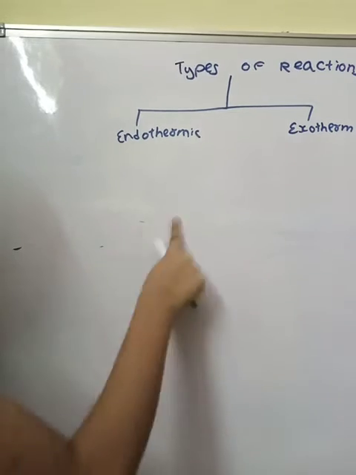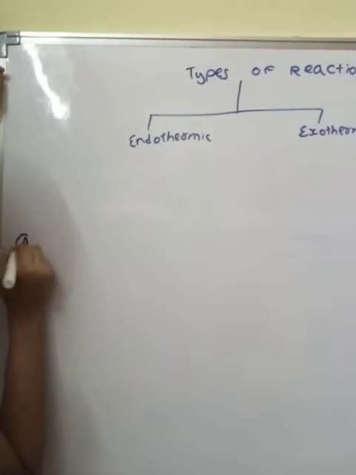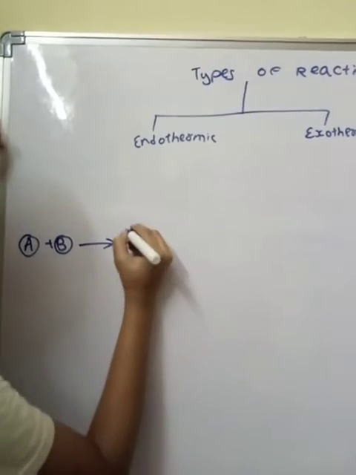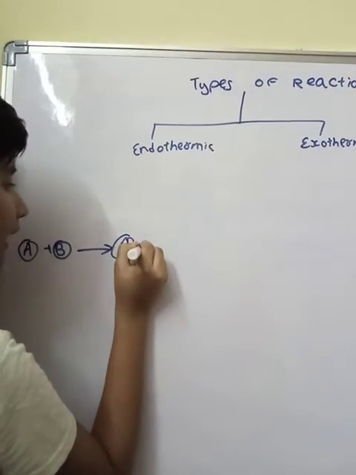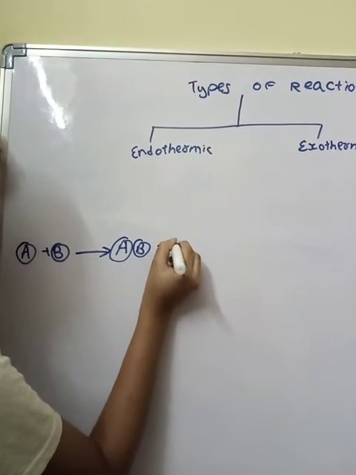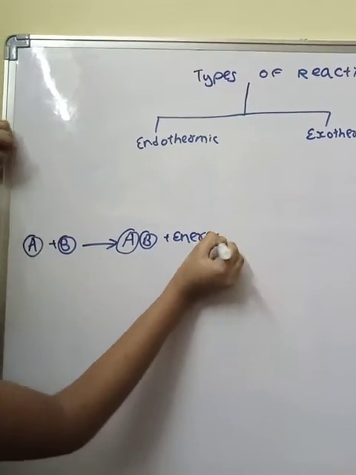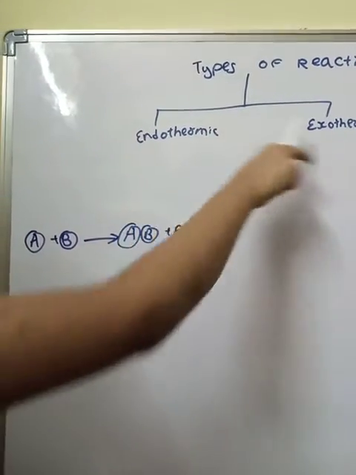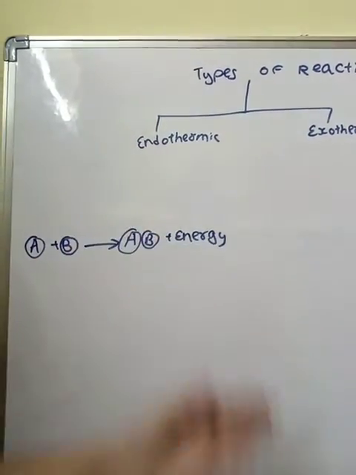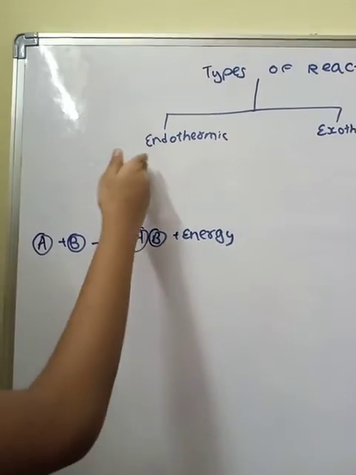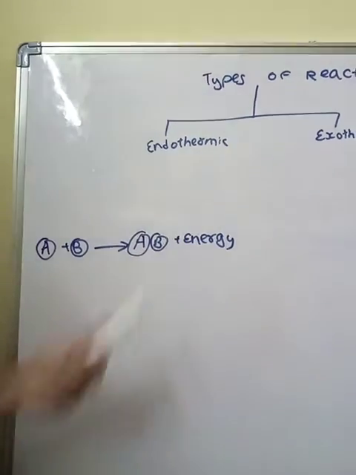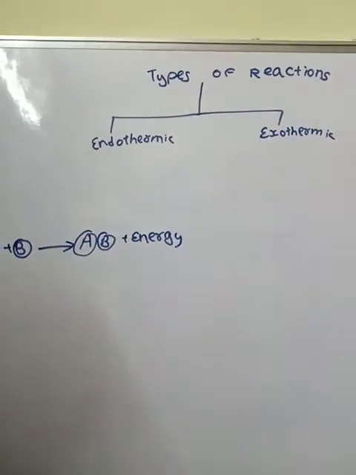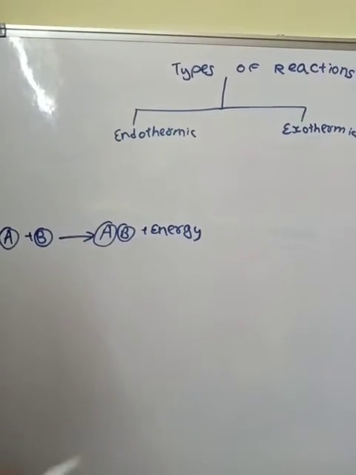Suppose I have A and B, and I am reacting them. After reacting, I am getting AB and energy is released. This is an example of an exothermic reaction. What is an exothermic reaction? It is exactly opposite to an endothermic reaction. An endothermic reaction is a reaction in which energy is supplied. An exothermic reaction is a reaction in which energy is evolved.